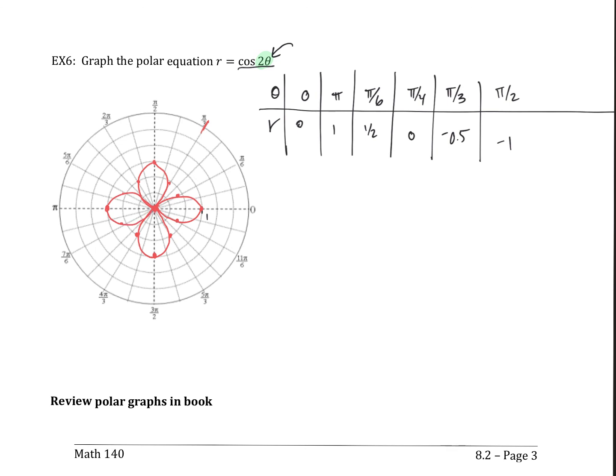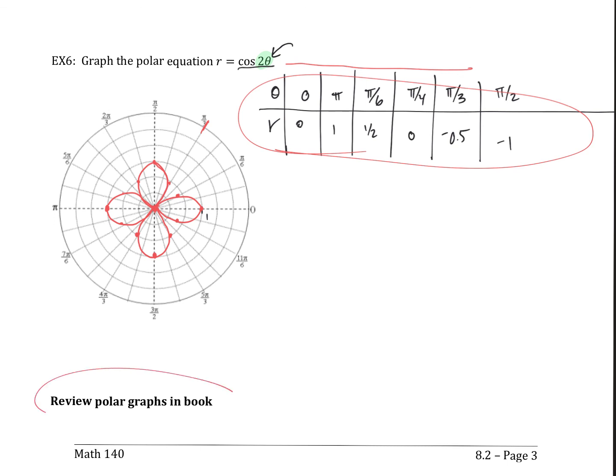So once again, as mentioned before, you'll be told how many points you need to graph. And for that many points, you'll need to give an exact answer and show that in the table. And then the rest of the graph, you can just go ahead and fill in by plugging it into your calculator. Alright, and make sure to review the different polar graphs in your book. Other than that, that is it for 8.2. Please email me if you need any help with your calculator or any help with any of the examples in this section or on your homework.